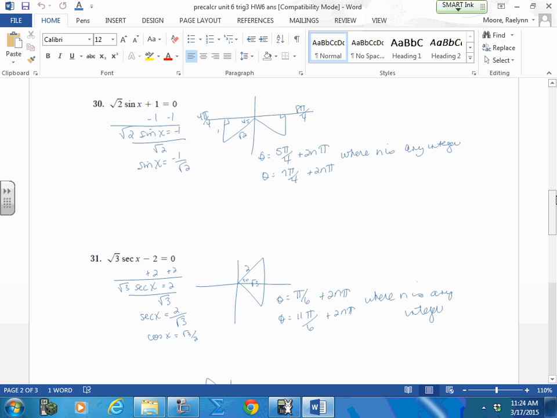This guy, solve it the same way. Here's your equation. Subtract 1, divide by radical 2. 1 and radical 2 should ring a bell with the special triangle. So I set up again where my sign is negative.